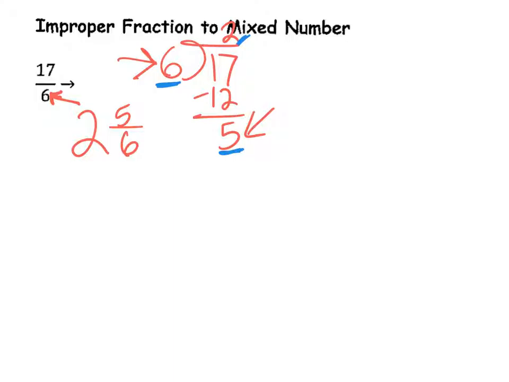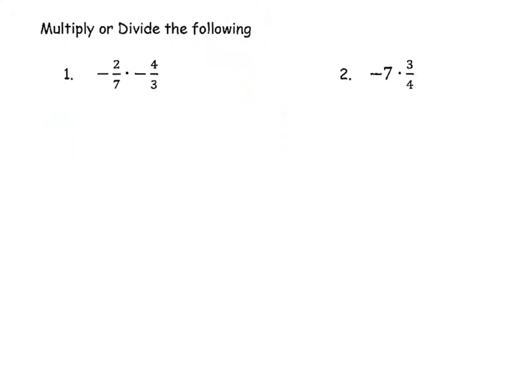All right. Let's get into the problems. Multiply or divide the following. Okay. Multiply. You multiply straight across. That's it. Easy. I got a negative times a negative. Is my final answer going to be positive or negative? Positive. Negative times a negative is positive. Good. Okay. What's the numerators? 2 times 4? 8. 7 times 3? And you're done. Multiplying is the easiest of all three.